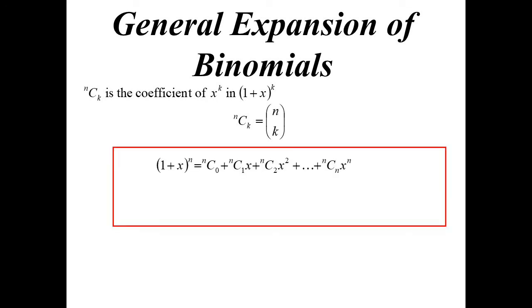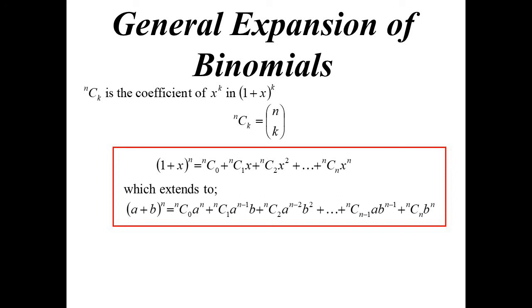Right, so the expansion of (1 + x)^n then becomes nC0 plus nC1 x plus nC2 x squared, and so on, up to the last term, nCn x^n. Of course, that's just 1 plus x. That's very limiting, just to have that.